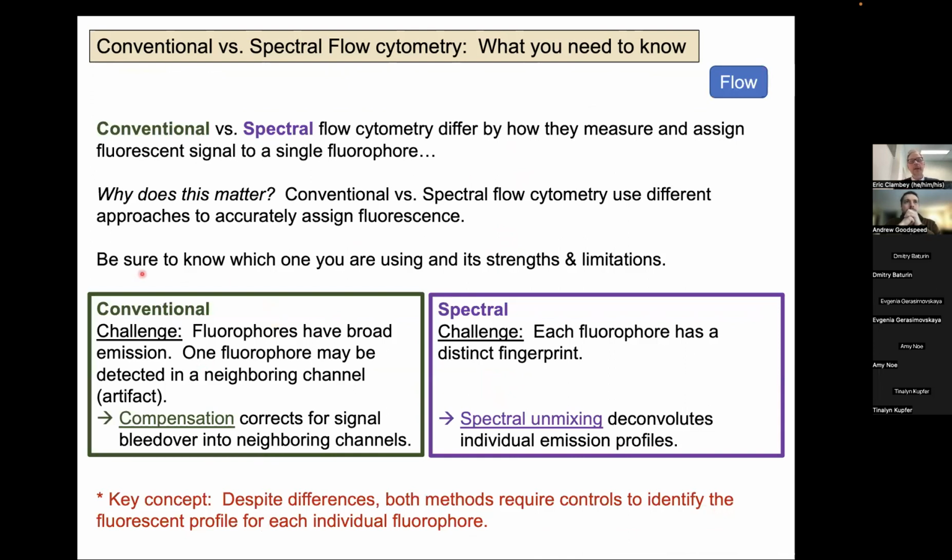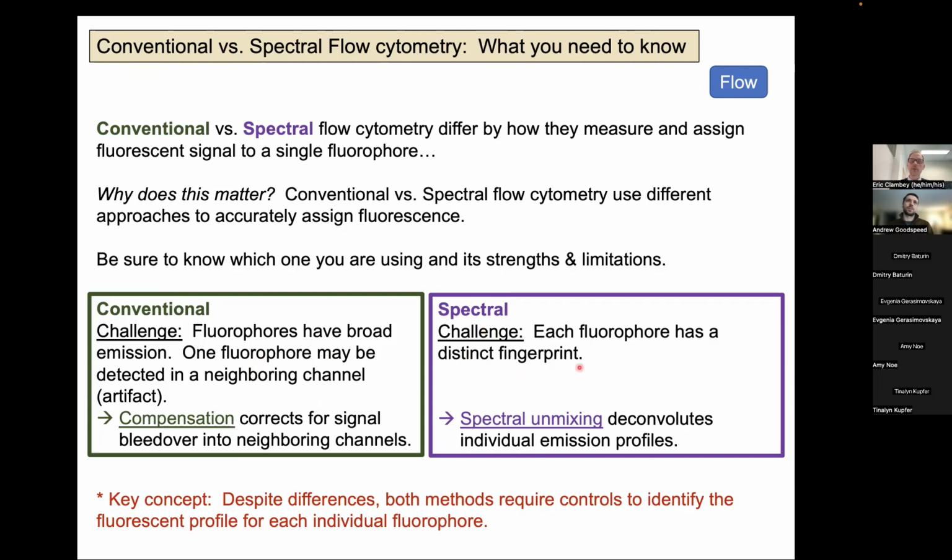So why does this matter? Well, the way that you handle data processing varies between these platforms, and so you should be aware of the strengths and limitations of these two. With conventional flow cytometry, the challenge is that fluorophores have broad emission, and one fluorophore can be detected in a neighboring channel. For this, you use compensation. Now, compensation relies on you collecting those single stain samples, samples stained with individual fluorophores, as I mentioned before.